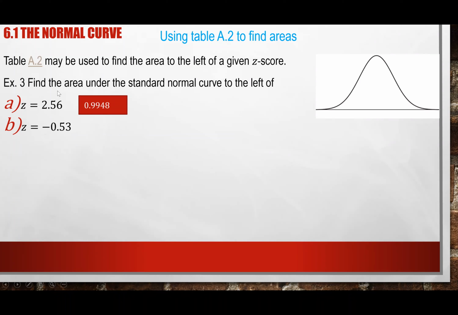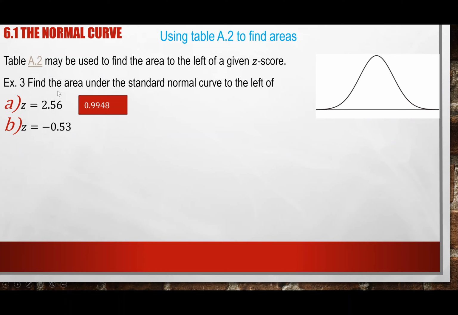I zoomed in too much and I missed the, so again 2.56 is right here. We're looking for the 2.5 row, and we go across to the 6 column, which is 0.9948. Okay, so this is what we will be doing in terms of this table here.